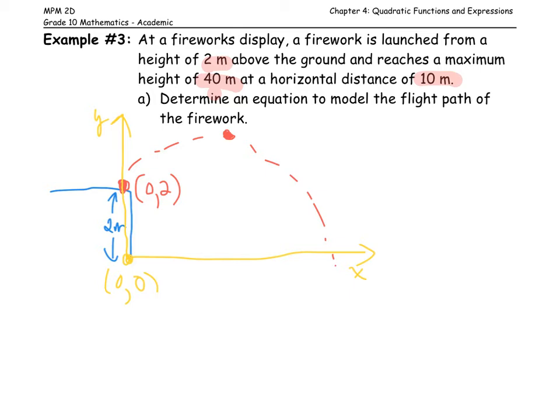And by the same token, remember that this coordinate right here, the maximum, is really just the vertex of the parabola. And it is at a horizontal distance of 10 and a vertical distance of 40. So there I've set out another coordinate for myself. So I'm going to write that out. So 10 and 40.